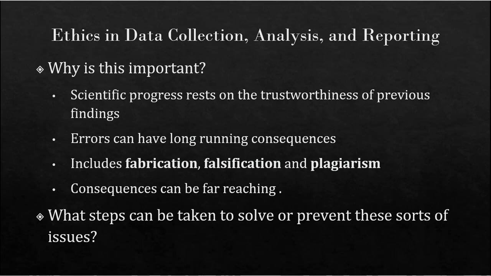And so we have certain steps we can take to help solve or prevent these sorts of issues of fabrication, falsification, and plagiarism. The first is peer review. Peer review is something that we do in the social sciences where we submit our work to a journal. That journal gives it to reviewers. Those reviewers review the work and check it for mistakes and any sort of issues that might be there. They also like to check the data, make sure the data is good and clear, and then if it's good enough, we can then publish it.